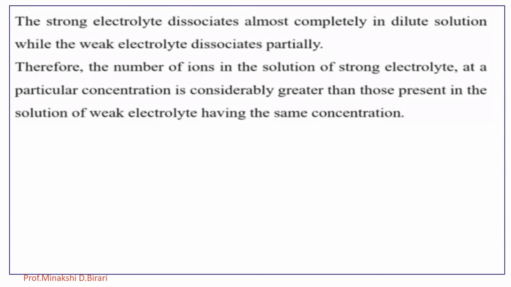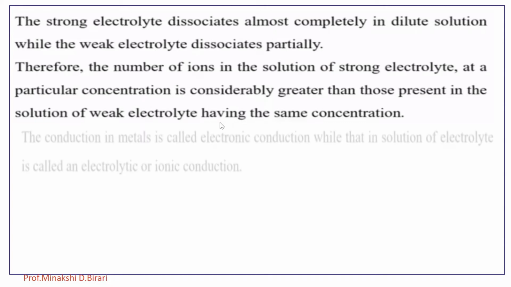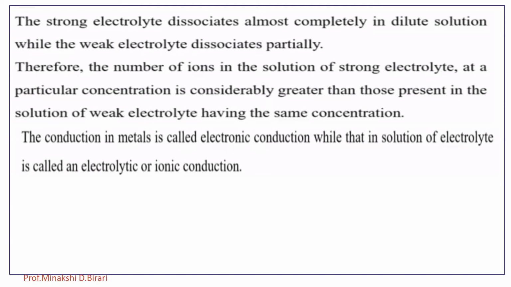The strong electrolyte dissociates almost completely, whereas the weak electrolyte dissociates partially. Therefore, the number of ions in the solution of a strong electrolyte at a particular concentration is considerably greater than those present in the solution of a weak electrolyte having the same concentration. The conduction in metals is called electronic conduction, while that in a solution of an electrolyte is called electrolytic or ionic conduction.